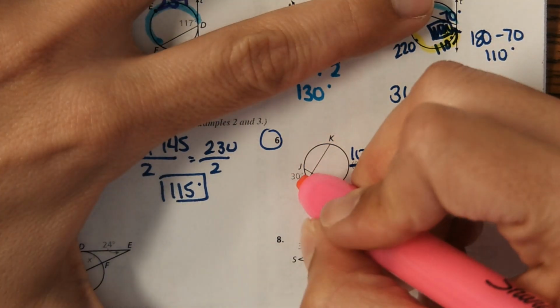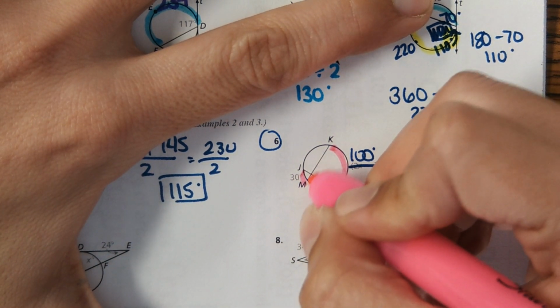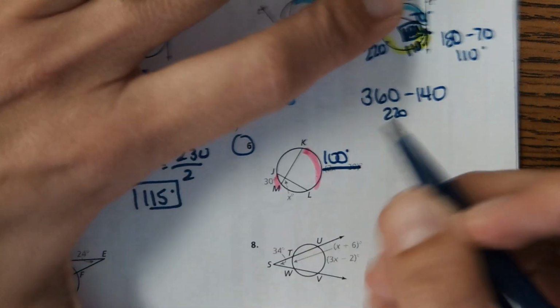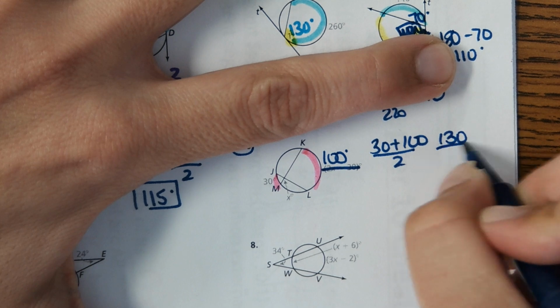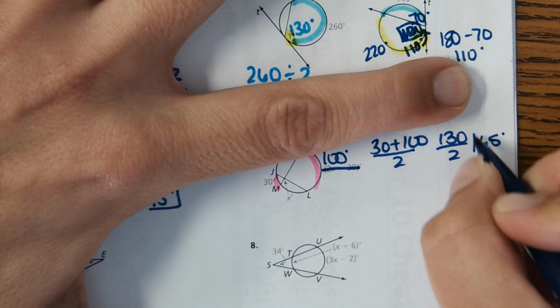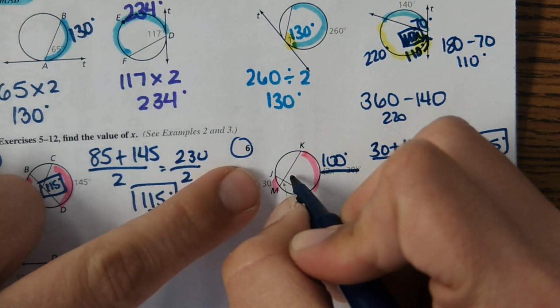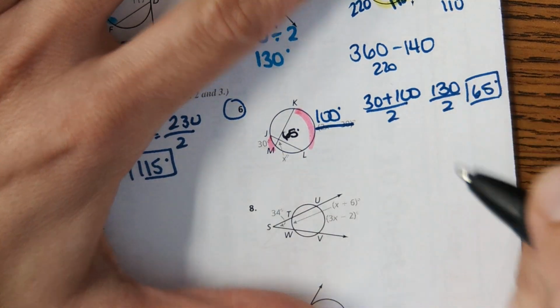Okay, so we are going to find the average of these 2 arcs to find this angle, and then that'll be supplementary to this one. So the average of 30 and 100, just add 30 plus 100, divide by 2. 130 divided by 2 is 65 degrees. And so that's this angle here. Let me use a pen so I can get it more precise. That's this right here, 65 degrees.